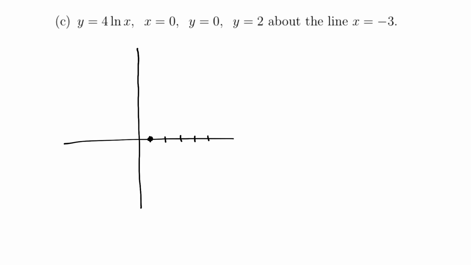y equals 4 ln of x is almost like ln of x, but it gets stretched. So when you're at 3, now you're at 4. So e is 2.71, so we're about here. So this guy is a graph, and it's doing something like this.